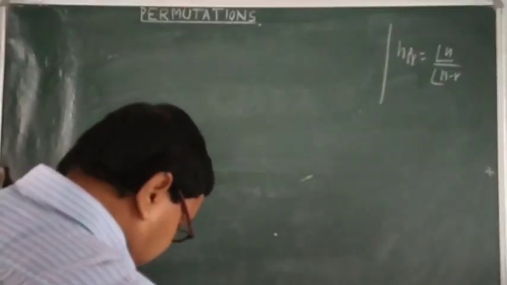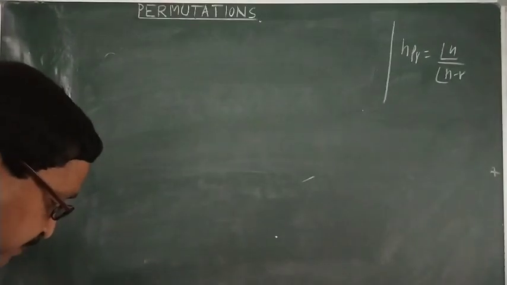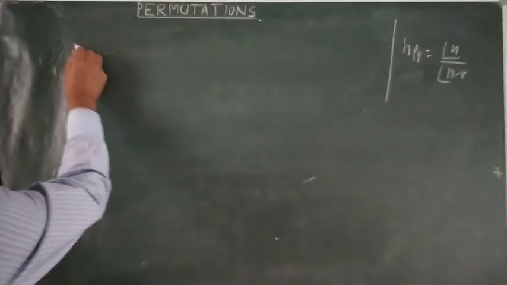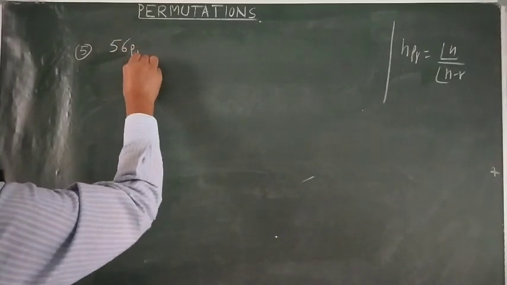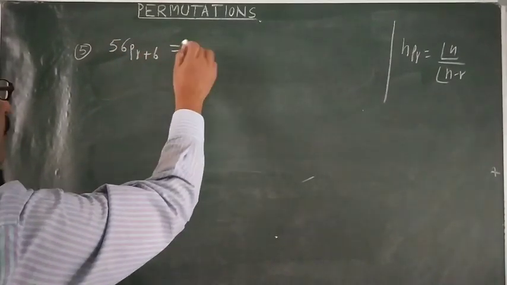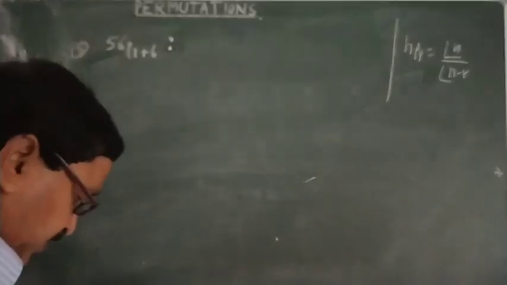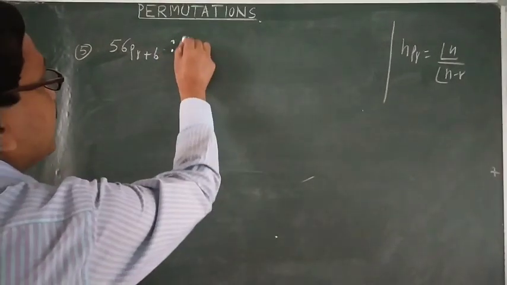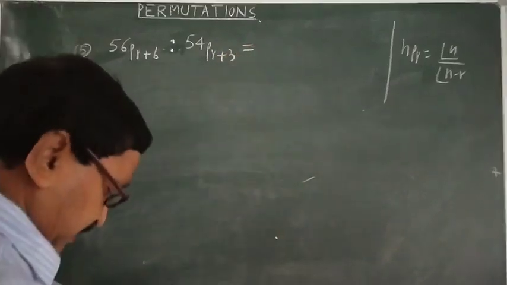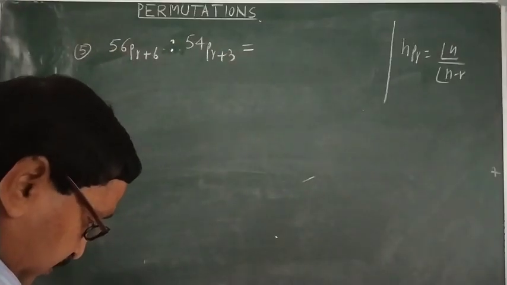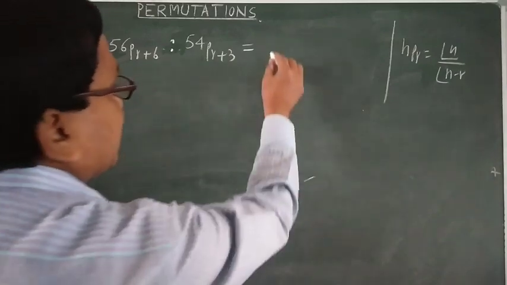Now another problem: 56P(r plus 6) is equal to the ratio, this is ratio, 54P(r plus 3). This is given as 30800.